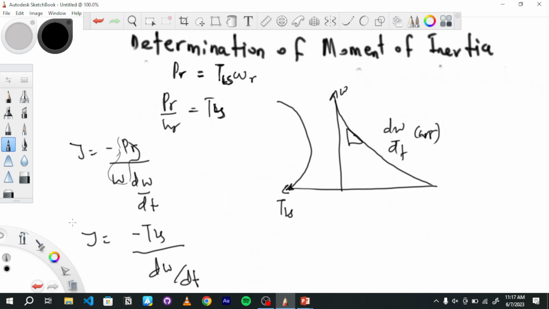So this is another way we can compute J. When we take a numerical example, we will see how this is actually used. Let's move on.